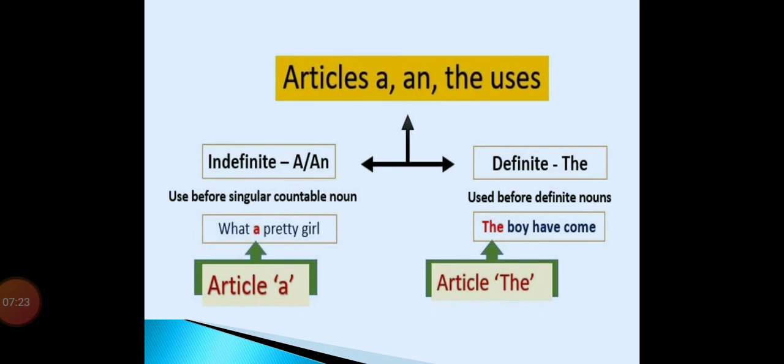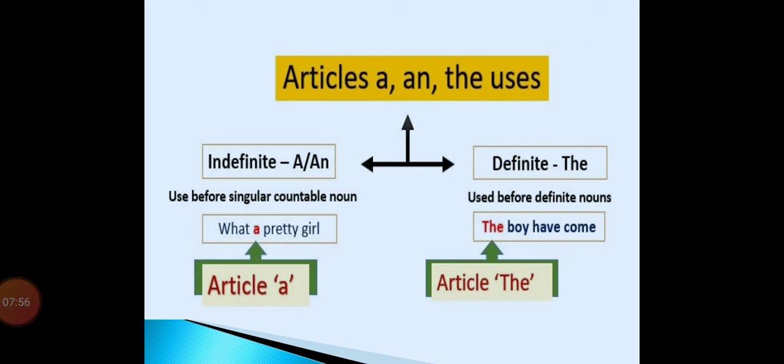Whereas the, we can use as a definite article. Why can we call the a definite article? Because the is used before a particular person or thing, or in other words, it is used to show the specific person, specific noun or the uniqueness of that noun. Clear? So the is called a definite article.